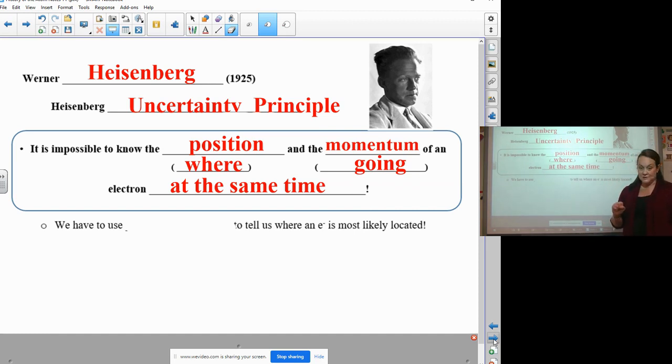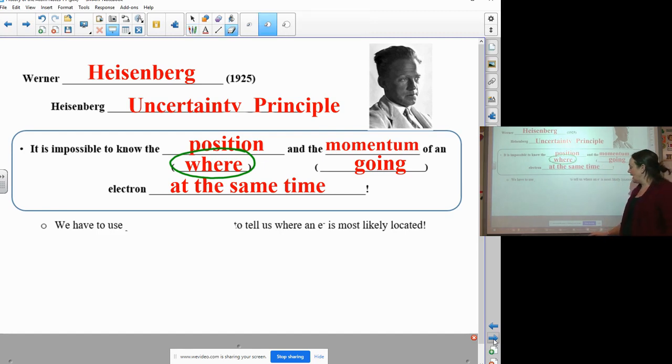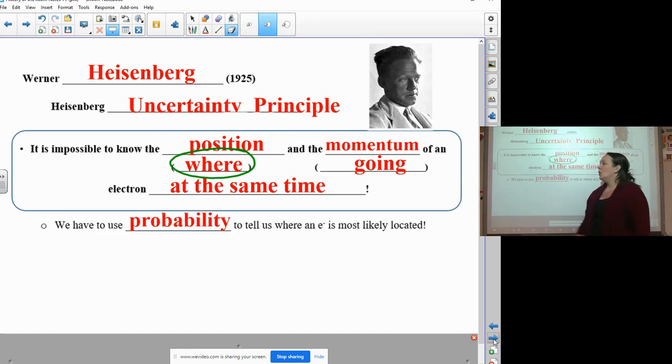With some of the technologies that we have now, we can actually get pretty good pictures of some atoms and parts of their electrons, so we can know where it is. But if you know where an electron is, you don't know where it is going. So we have to use probability in order to decide where electrons are at any point in time around the nucleus.